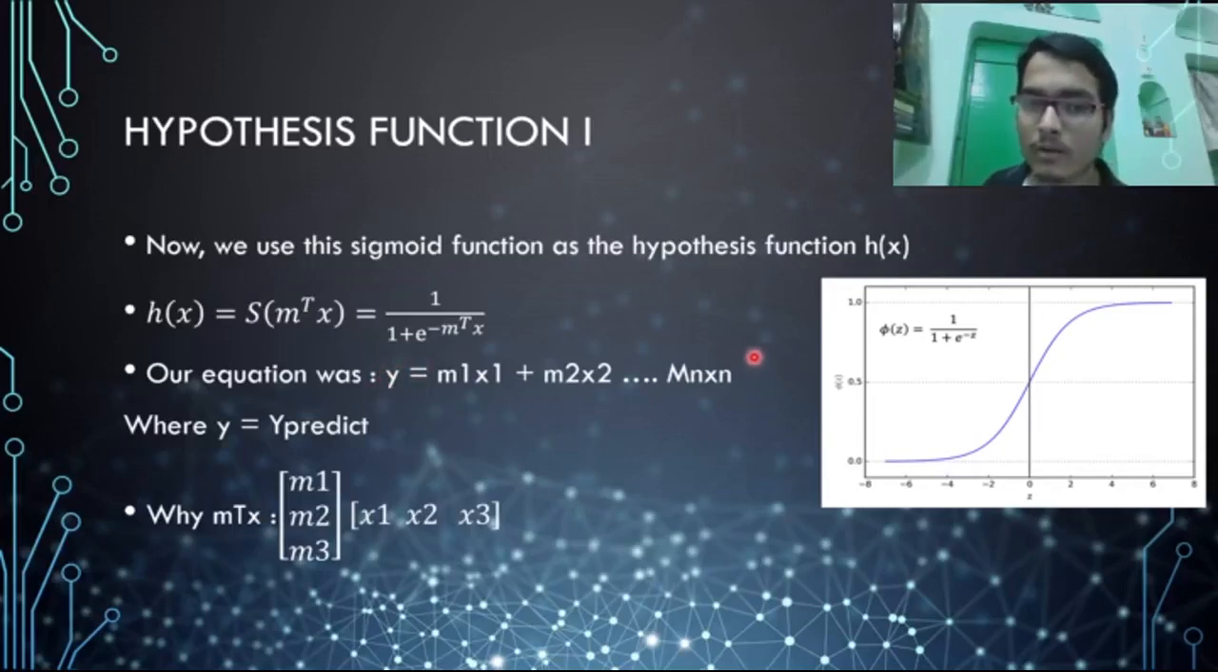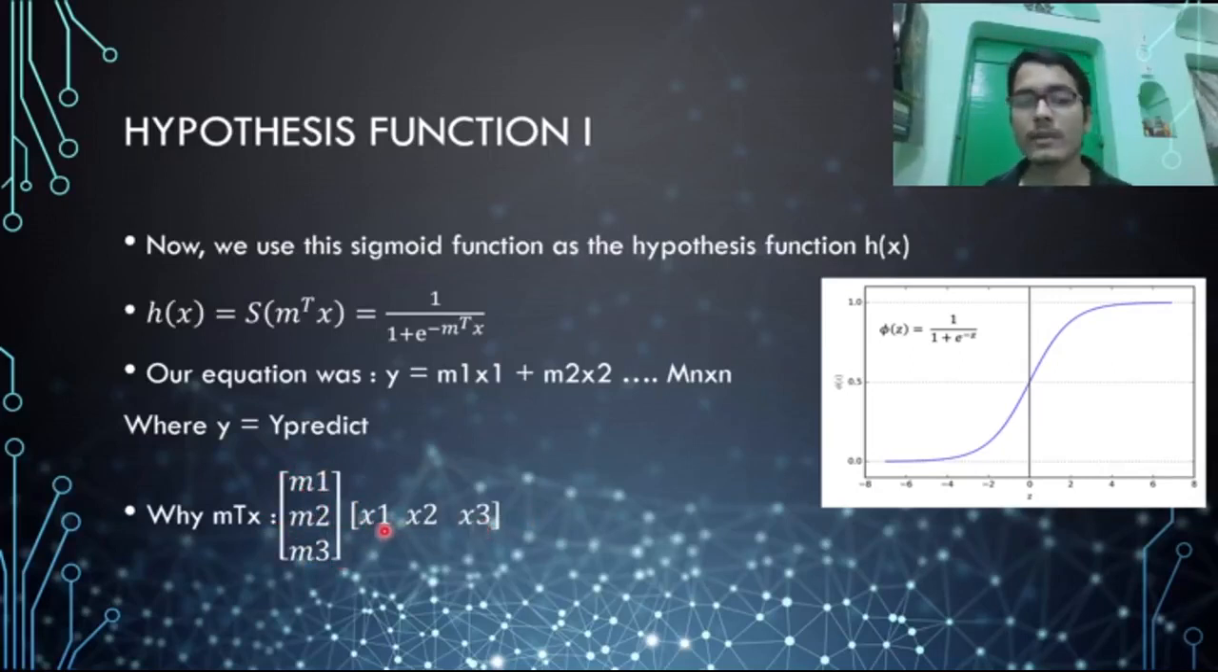So you may ask, why is it m transpose x? Let's just consider m to be a row matrix. Then m transpose will be a column matrix of all the coefficients. And what will happen if you multiply these two matrices? It will be m1x1 plus m2x2 plus m3x3. So it will be the sum of the products.